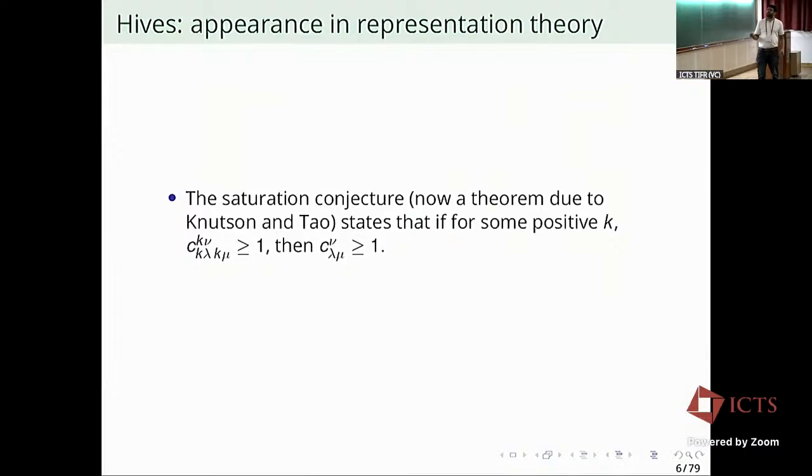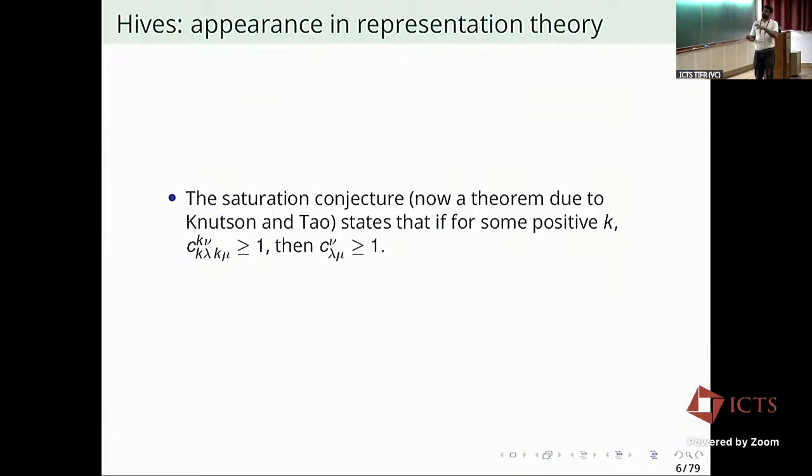In other words, if you have the polytope of all hives and you scale it up by some k, and there exists an integer point in this lattice polytope, then even in the original polytope you have a point. So the saturation conjecture, which was stated simply, says that if c of k lambda, k mu, k nu is greater or equal to 0, then the original Littlewood-Richardson coefficient c lambda mu nu is greater or equal to 0.